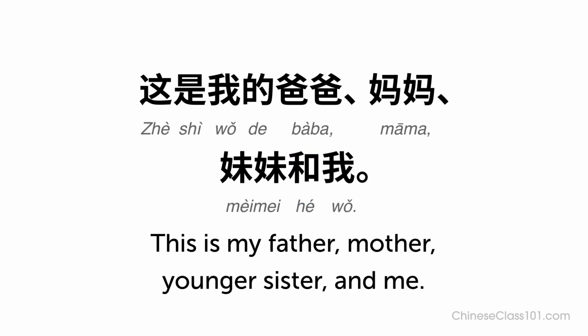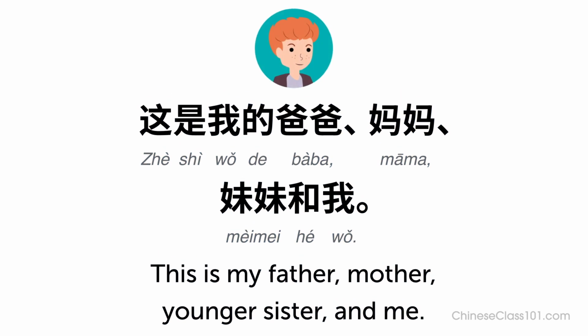Finally, he points at himself in the picture and says, 我, translating as me in this context. Altogether, 这是我的爸爸妈妈妹妹和我。This is my father, mother, younger sister, and me.